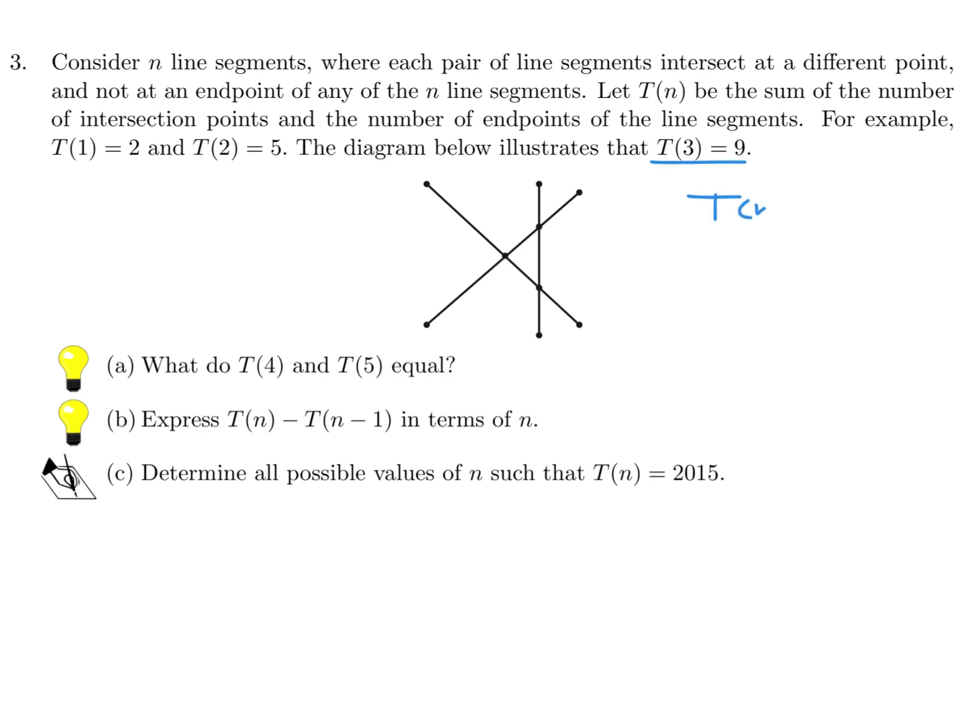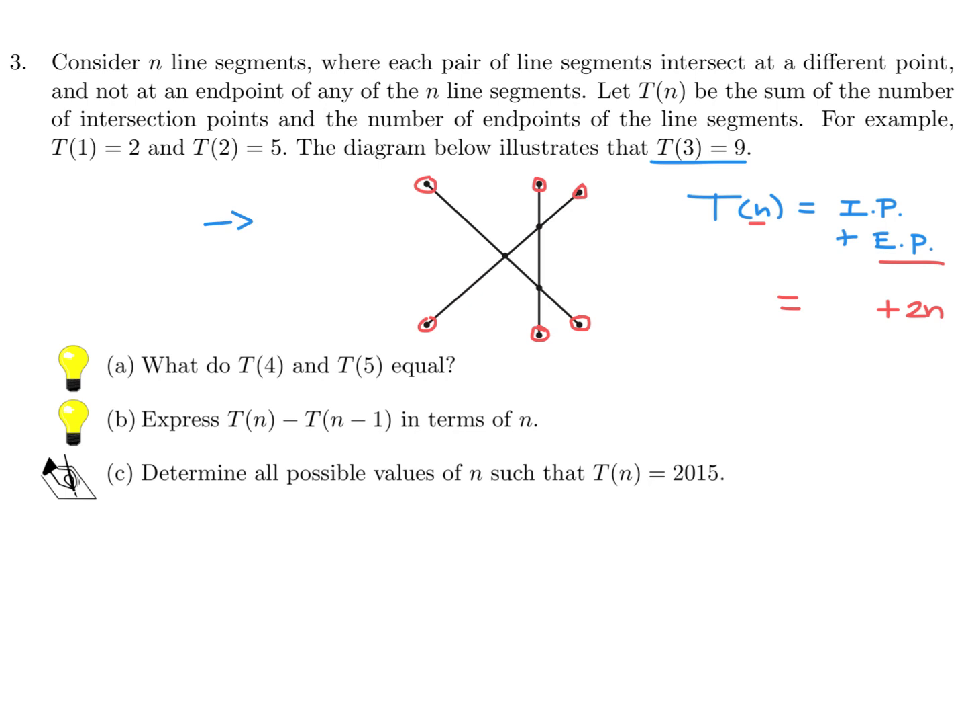Tn is talking about the number of intersection points, so I'll just call it IP, intersection points, plus the number of endpoints, EP. So let's talk about this diagram right here. First of all, let's talk about the endpoints. That's the easiest. So here's 1, 2, here's another 2, and here's another 2. So that's pretty straightforward. If there's n lines, there's going to be 2n endpoints because each line has 2 endpoints.